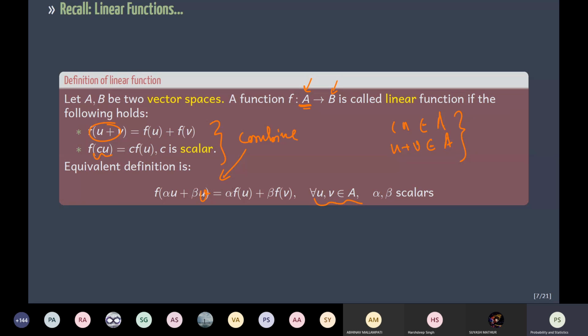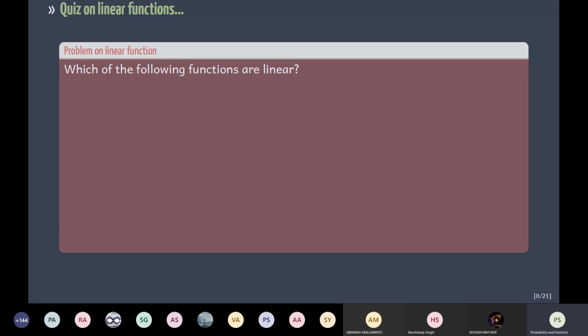So this is something we recall from linear algebra. Now, which of the following functions are linear? f of x is x. So is this a linear function? Okay, tell me in chat, what do you think? Is this a linear function?